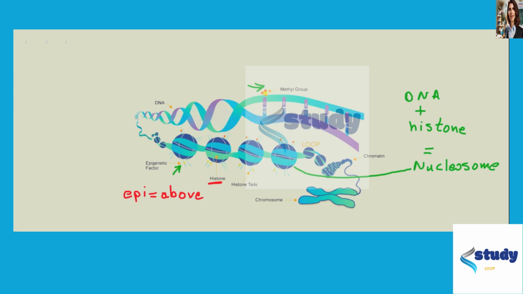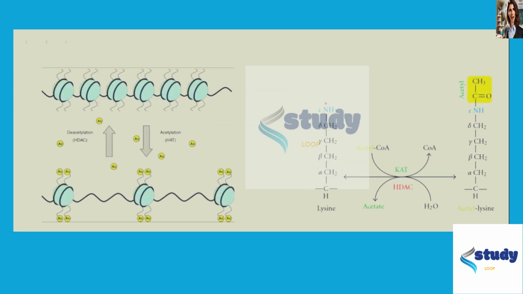How does that happen? On the left side here, we are showing how the addition of acetyl groups, going from top to bottom, results in the exposure of more DNA. And if this DNA is exposed, it can be transcribed. How does this happen? That's what we're showing on the left side.